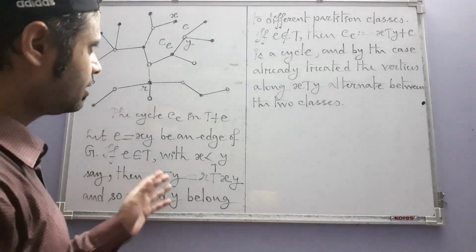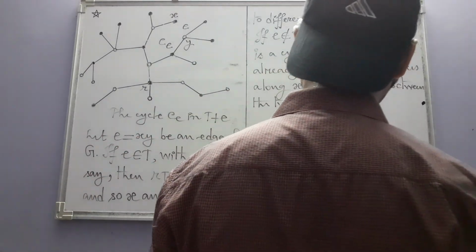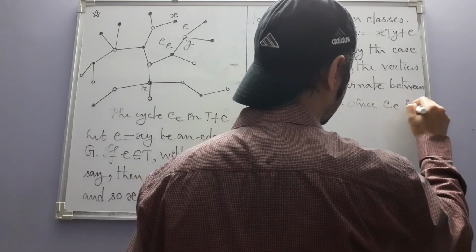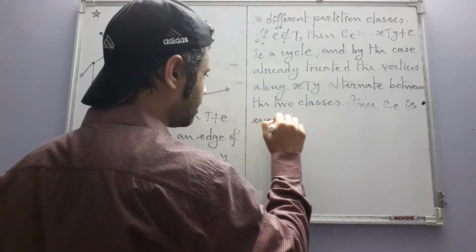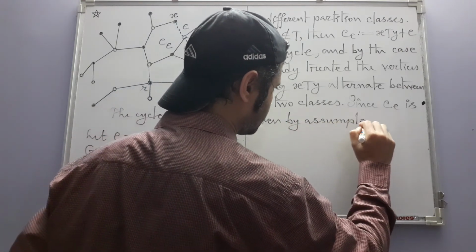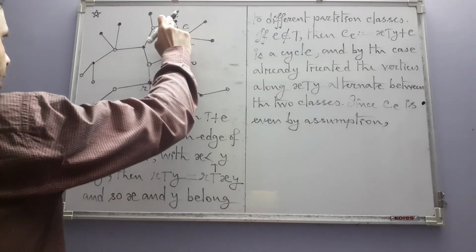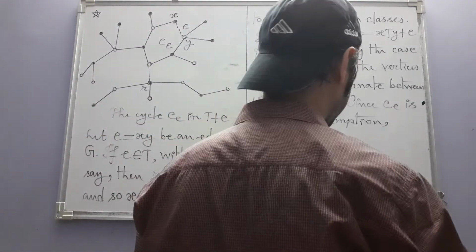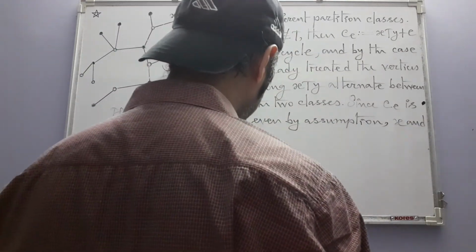Okay, now the evenness of the length of this cycle will come into play. Since C_E is even, C_E is even by assumption, x and y will also belong to different partition classes. x and y again lie in different classes.